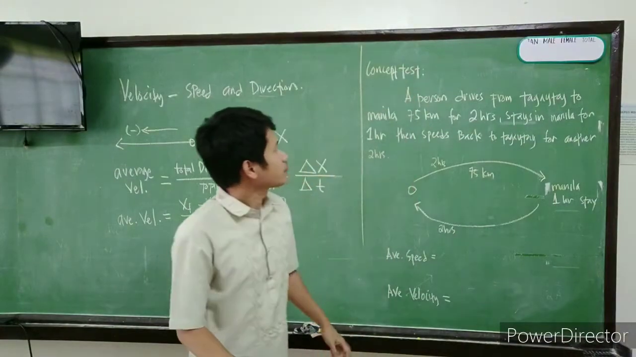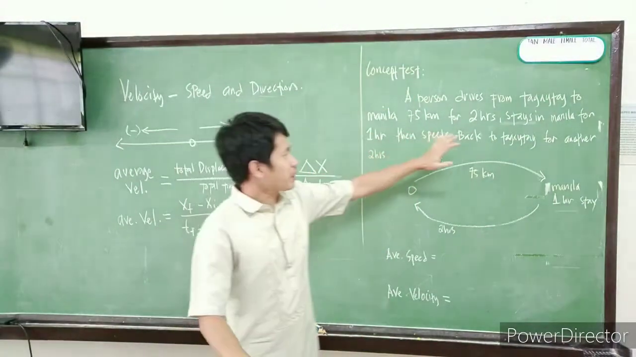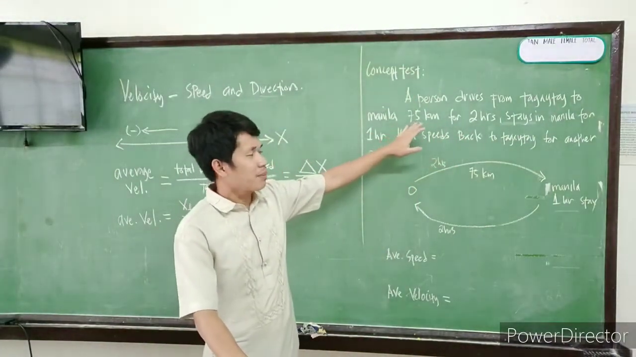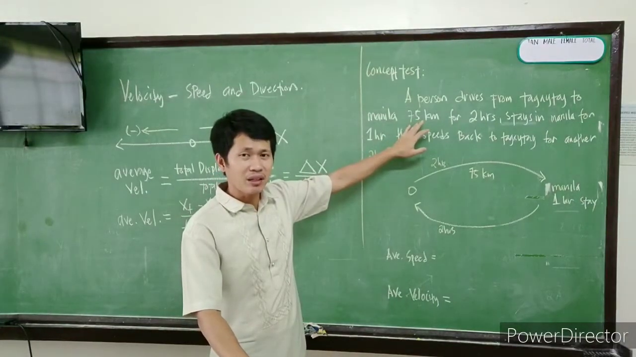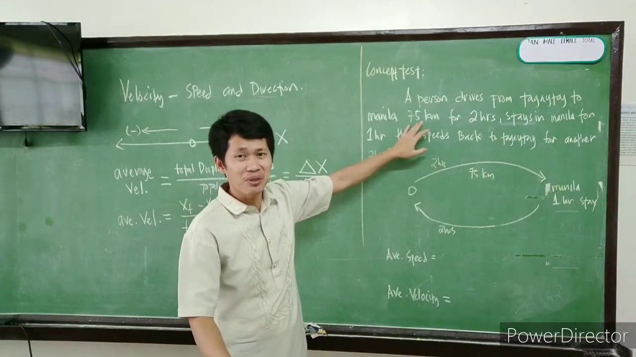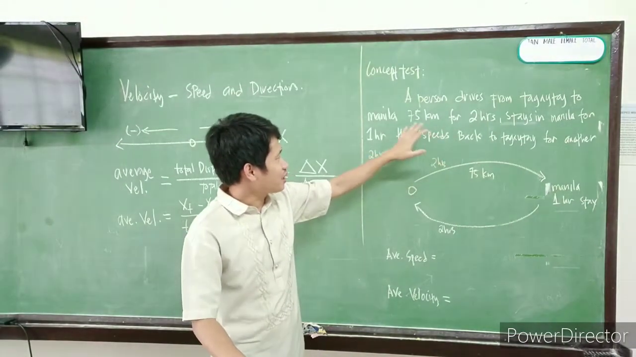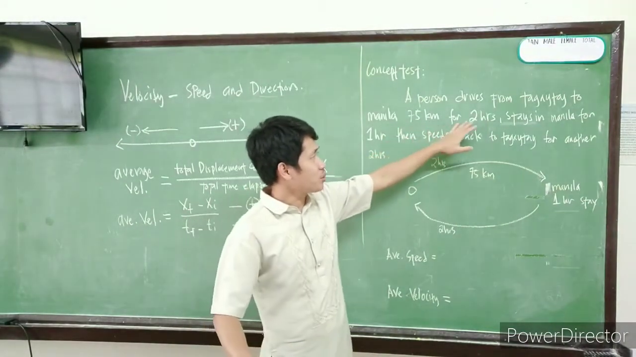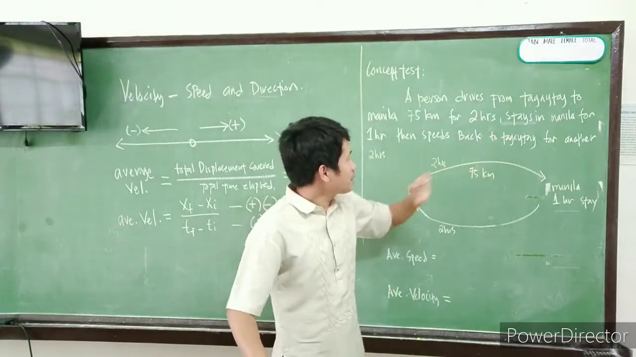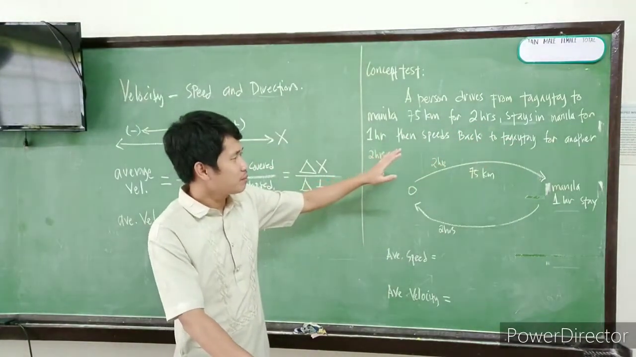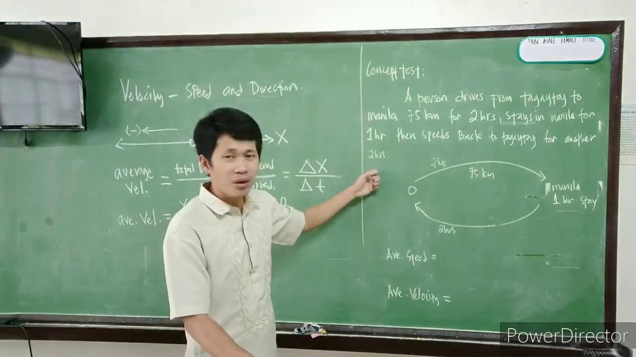Concept test. A person drives from Tagaytay to Manila, 75 km. I'm approximating, I'm not really sure if it's 75 or 80 or what. A person drives from Tagaytay to Manila, 75 km for 2 hours. Stays in Manila for 1 hour, then speeds back to Tagaytay for another 2 hours.